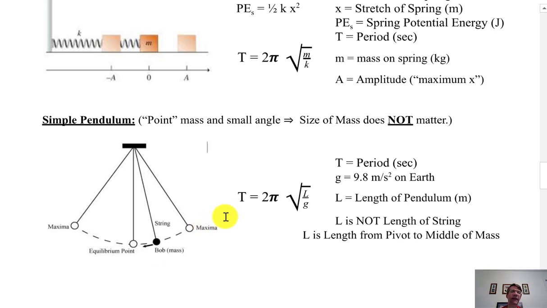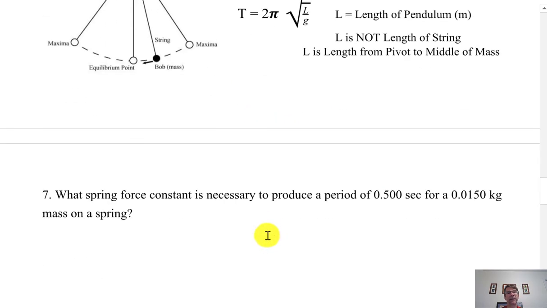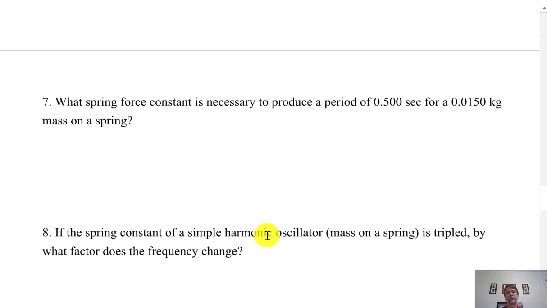Unless you pull it back really crazy and it gets unstable, don't pull it back too far if you do this lab. Pull it back a small angle. So this works well for a small angle and for a small mass. This equation works really well to keep time. All right, so let's try some problems now.